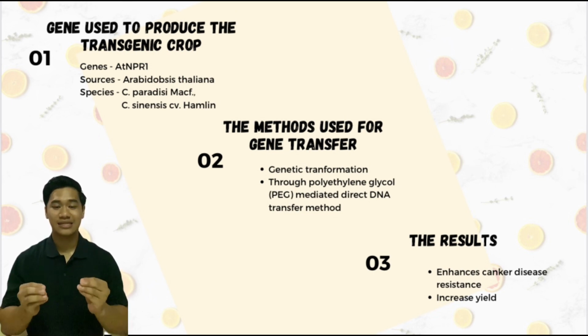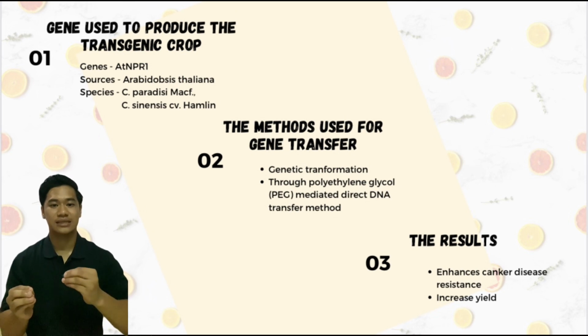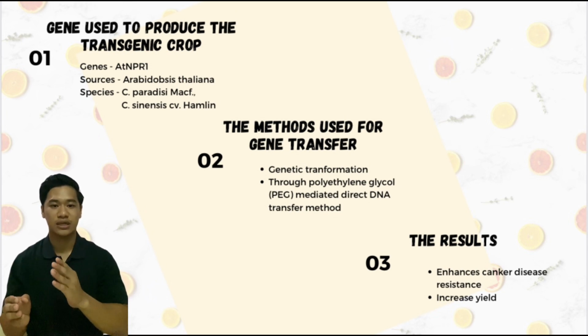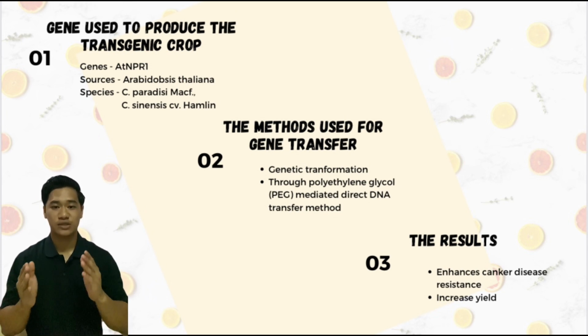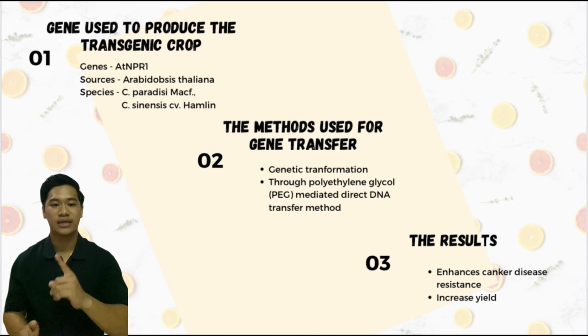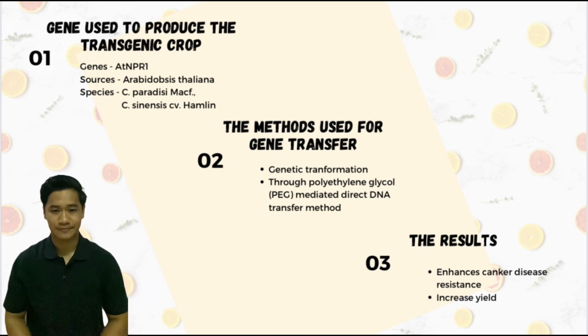This lesion phenotype resembles those on canker-resistant kumquat and canker-susceptible citrus trees treated with SAR-inducing compound. This overexpression of AtNPR1 in citrus is a promising proof for development of more resistant cultivars to citrus canker.